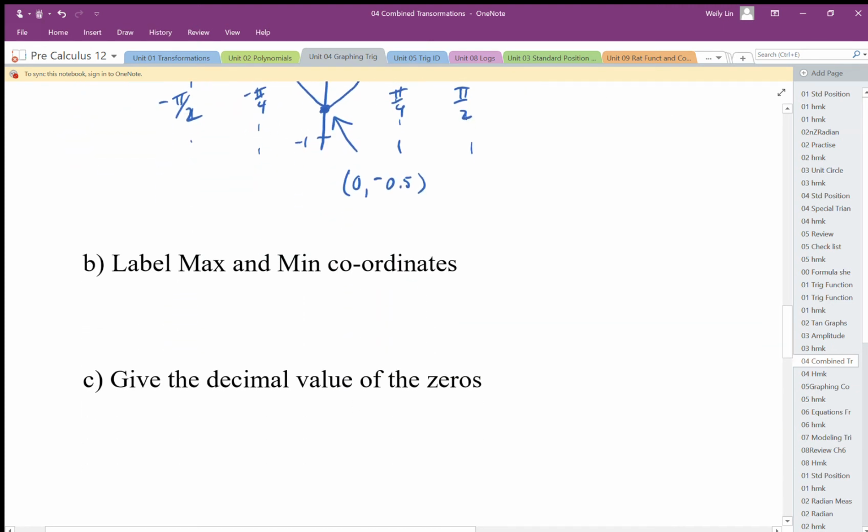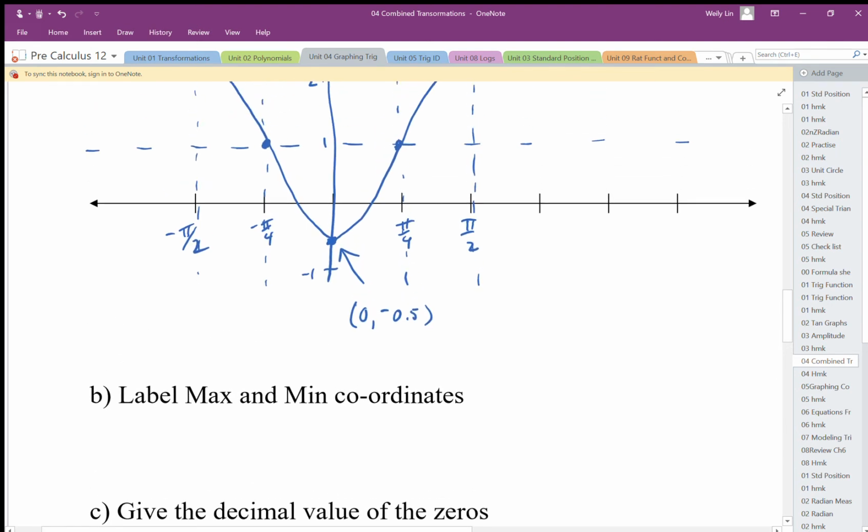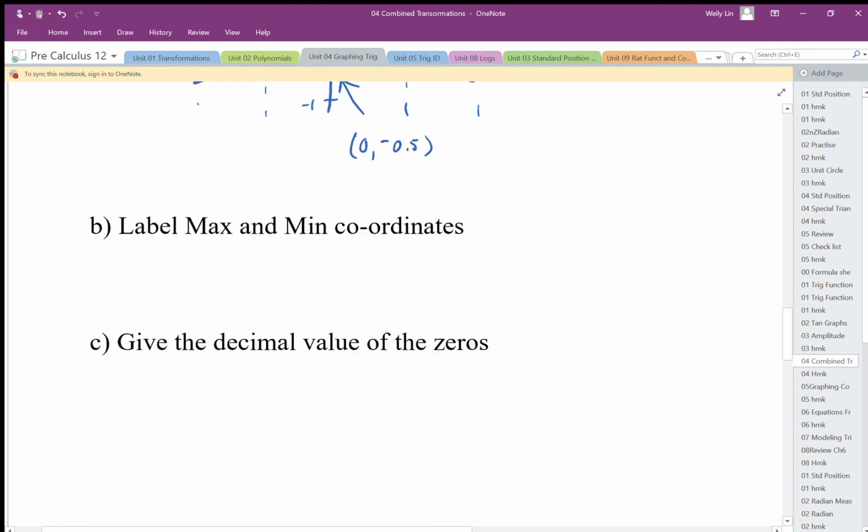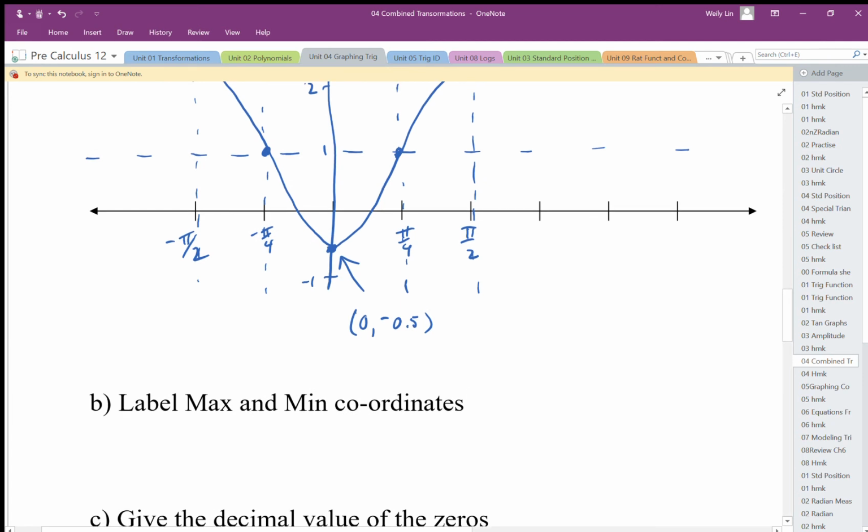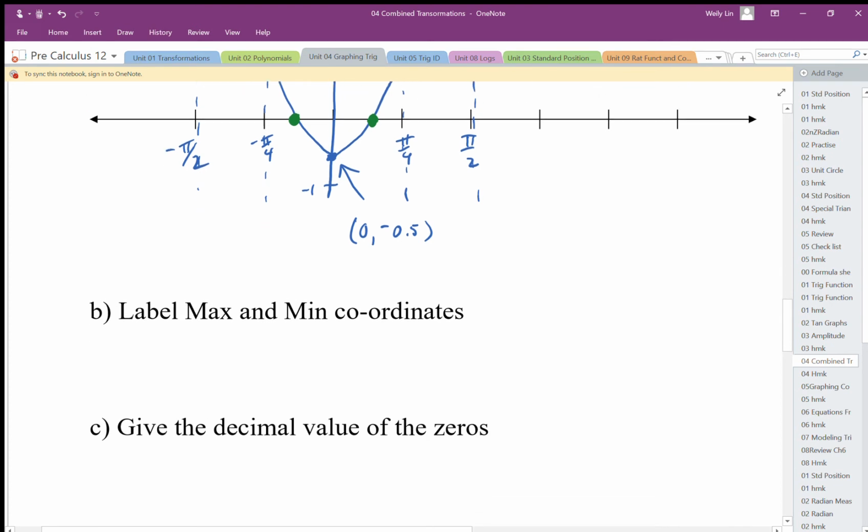So I've labeled the max and min coordinates. I want the decimal values of the zeros. Okay, this is the last part here. So that's going to be these coordinates here. I'm going to do these in green. These are not nice coordinates, so we're going to have to solve and ask for decimal values. We're going to need our calculator.